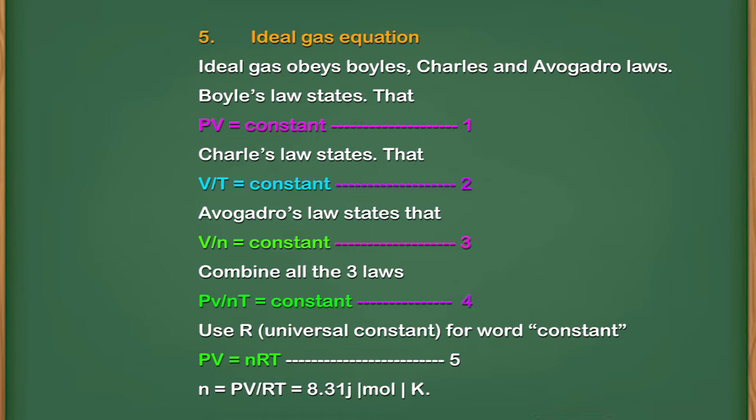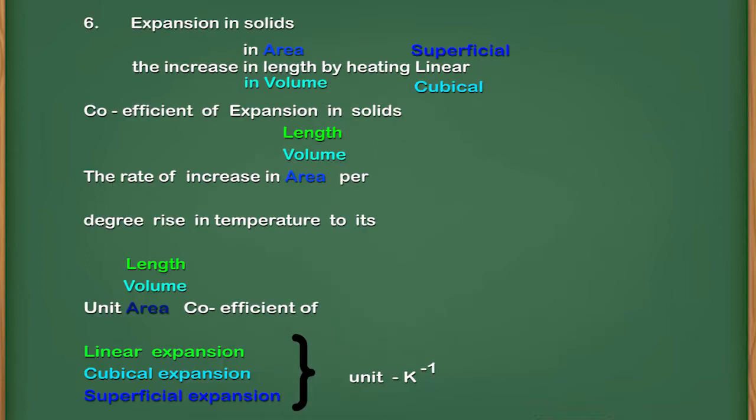Then use R as the constant. There I have previously written constant, constant, constant. So you take out that word constant and write R. Then you will get PV is equal to nRT. R is equal to PV by nT. The value is 8.31 joules per mole per Kelvin. For writing this you will get 4 marks. Okay, next one will be expansion in solids.